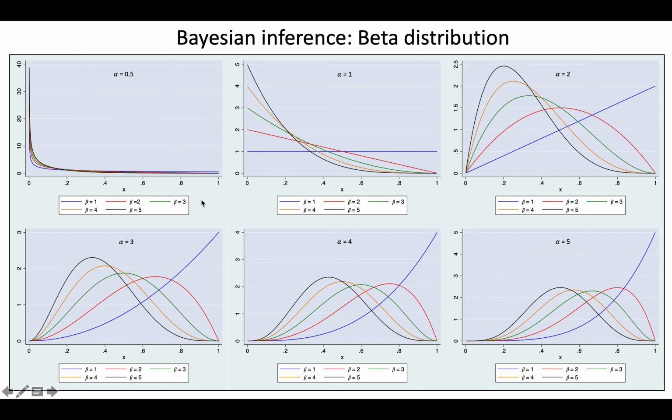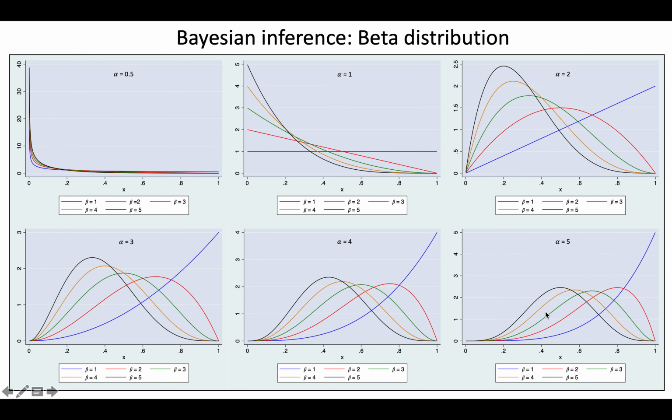And then there is a number of combinations here for a number of beta values, for a number of alpha values. For example, alpha equal to 0.5, alpha equal to 1, 2, 3, 4, and 5, and then for each graph I have represented the beta values for 1, 2, 3, 4, and 5 again. So you see that this number of combinations results in very different distributions.